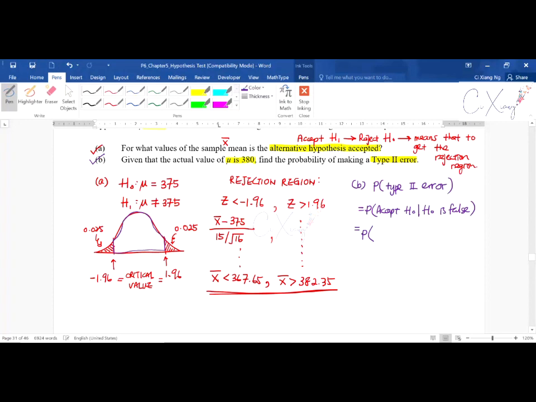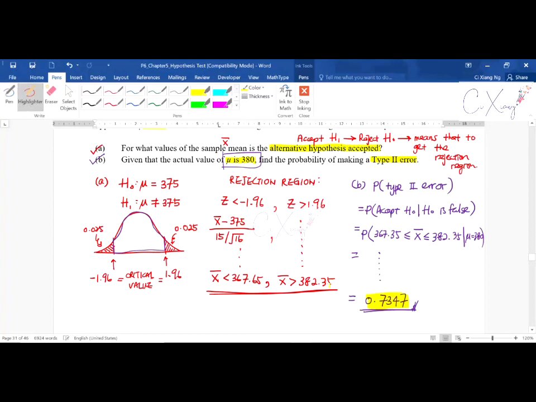So when you write it out, it can be 367.35 smaller than or equal to X, and then this one is 382.35, given that the new mean is 380. Continue from here. I want you to standardize the value yourself and try to get the probability. The probability will be 0.7347. Please complete the missing part and see whether you can get the answer or not.